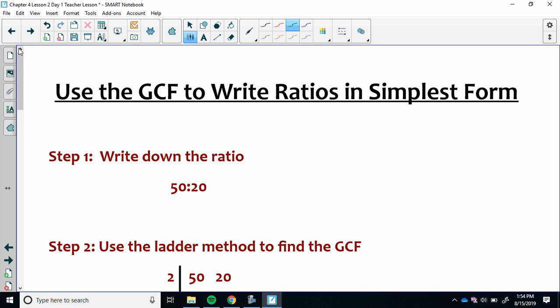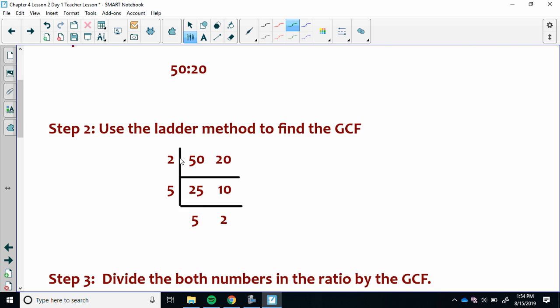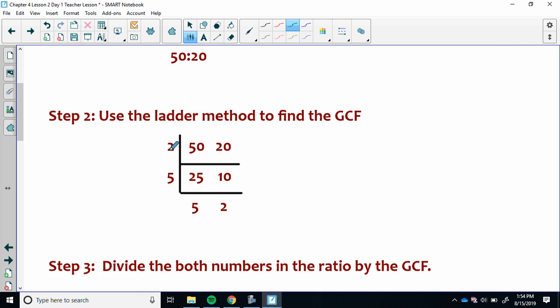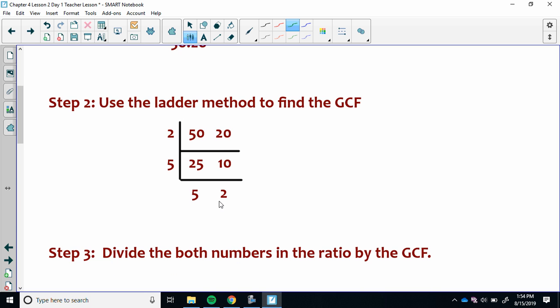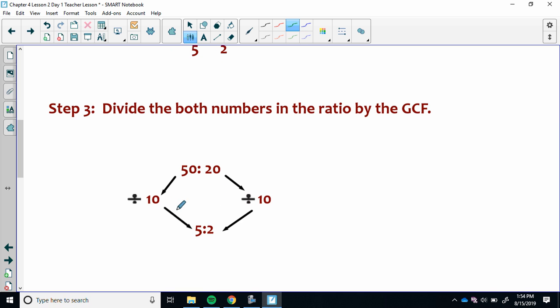We can write ratios in simplest form by using the GCF, just like we do with fractions, using the ladder method. So if we got 50 and 20, they're both even, we divide by 2. 50 divided by 2 is 25. 20 divided by 2 is 10. 25 and 10 can both be reduced by 5. 25 divided by 5 is 5. 10 divided by 5 is 2. So if we divide them both by that, we would get 5 to 2. So 50 to 20 can be reduced to 5 to 2.